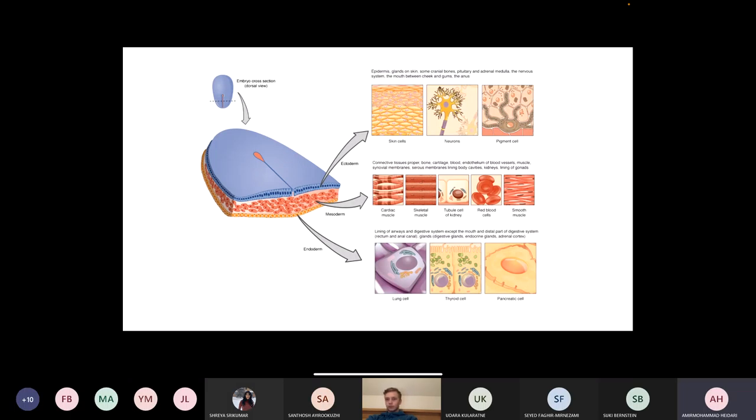So just a very brief overview of tissue types. If you could imagine just an embryo, I think in the third week of pregnancy, this is what the baby looks like. You have three layers: an outside layer, which is called the ectoderm, which you can see there highlighted in blue, a middle layer, which is called the mesoderm, and an endoderm, which is the internal layer.